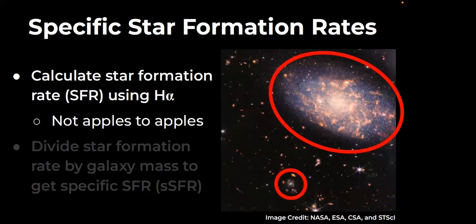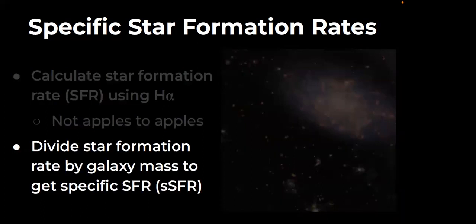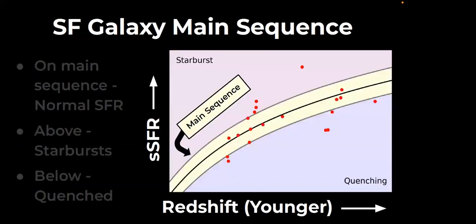And so we want a number that can help us compare galaxies with much different masses, which is why I calculated the specific star formation rate as well. This number is the star formation rate of a galaxy divided by its mass. And so now we can actually compare how many young stars are being formed in a galaxy for its size.